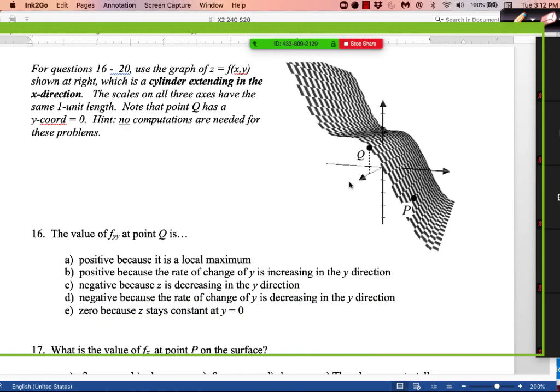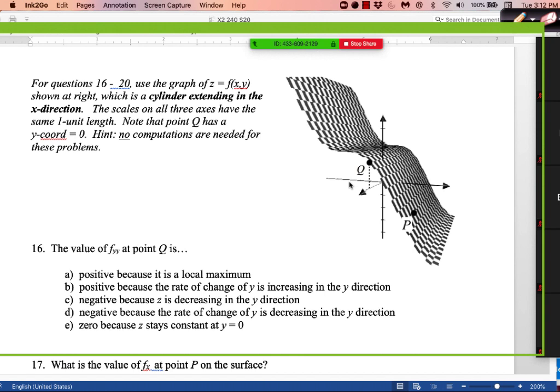All right, this one. Here we've got this cylinder running in the x direction, and this is the function f of x, y for it. It's asking about the second derivative at point Q in the y direction. Remember, that tells you how the partial derivative with respect to y is changing.